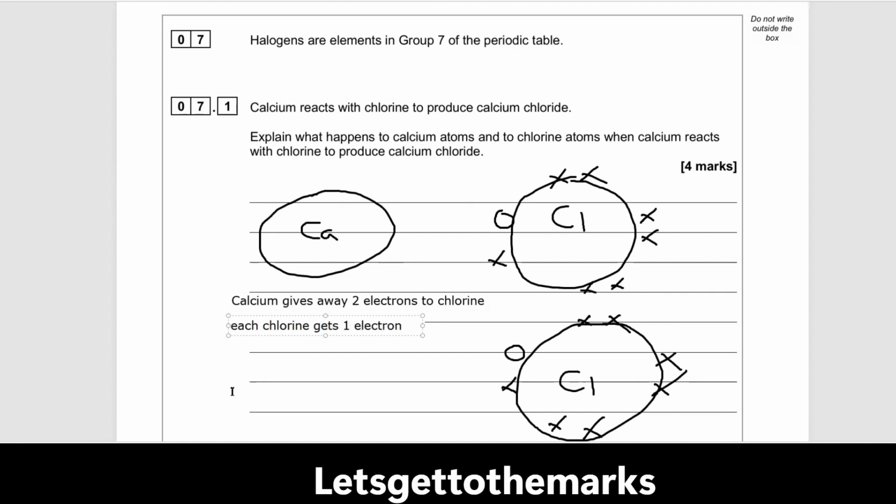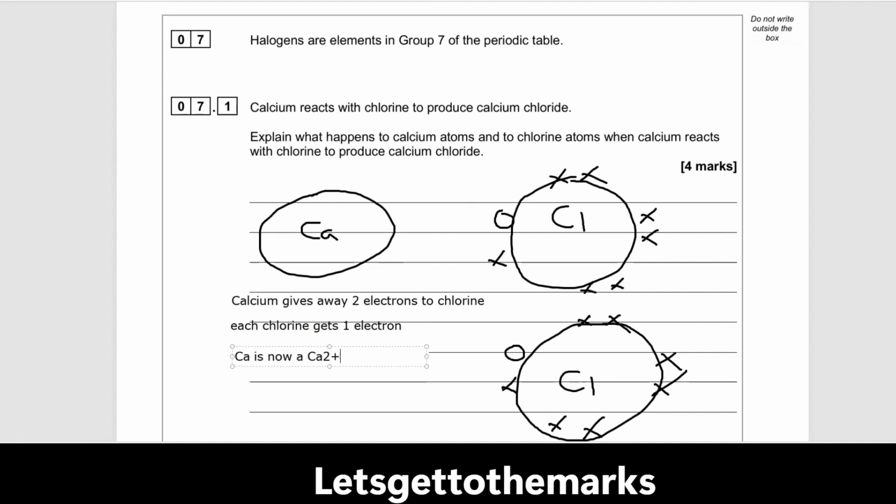Now, obviously, if you've done my funky diagram, the examiner's going to be like, yes, this person knows what they're on about. So don't forget, they will mark diagrams, you'll get some marks from just doing the diagram if you can't explain it. Okay, so each chlorine gets 1 electron. What else can I say? Ca is now a Ca2+ ion.